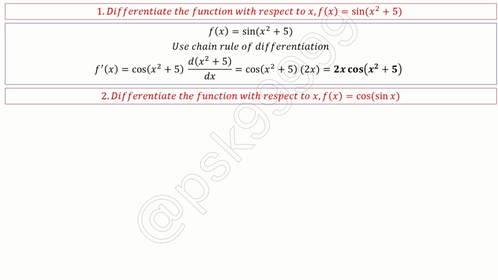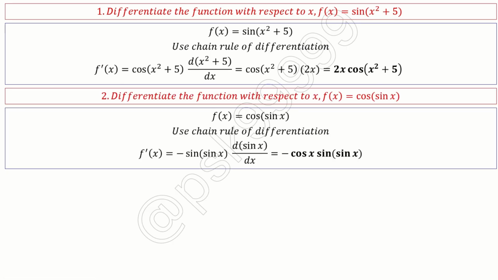Then cos of sin x, same way you will do. First f dash x is cos, whose differentiation is minus sine. So minus sine of sin x, then the differentiation of sin x, which is cos x. So minus cos x into sine of sin x.